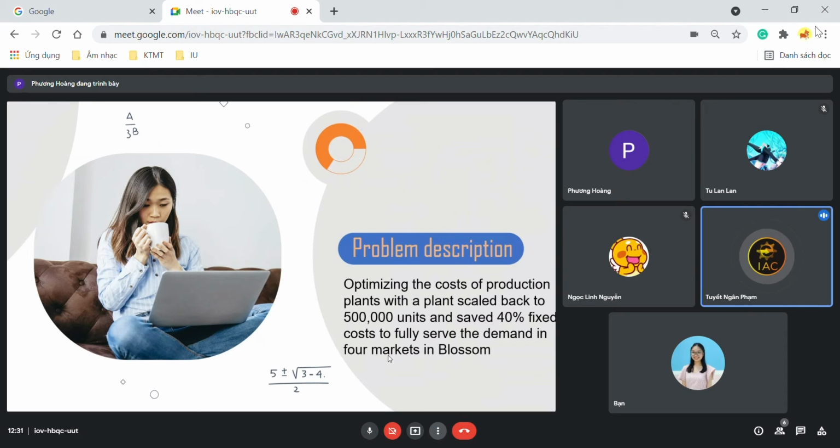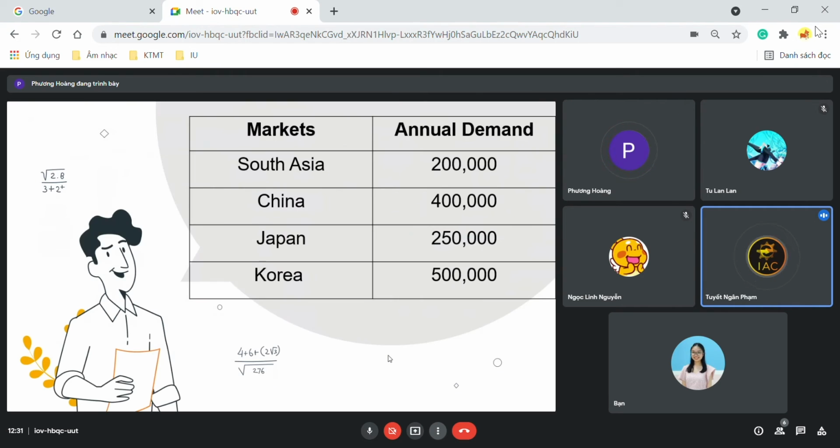Optimizing cost of production plants with a plan to scale back to 500,000 units and save 40% of the fixed cost to fully serve the demand of four markets in Blossom. And the problem here, we have a table showing the markets of the Blossom company. We have four markets: South Asia, China, Japan, and Korea, with the annual demand of 200,000 units, 400,000, 250,000, and 500,000 units respectively.